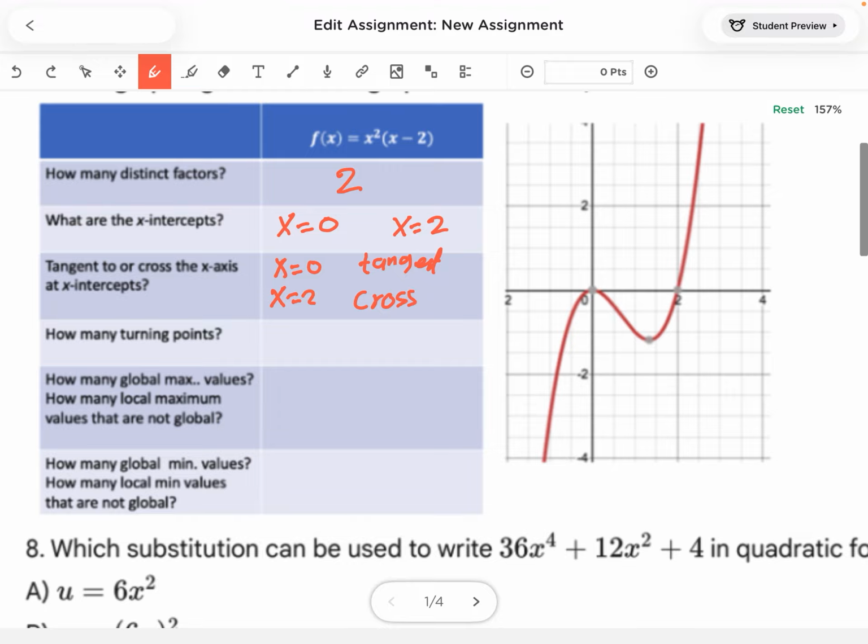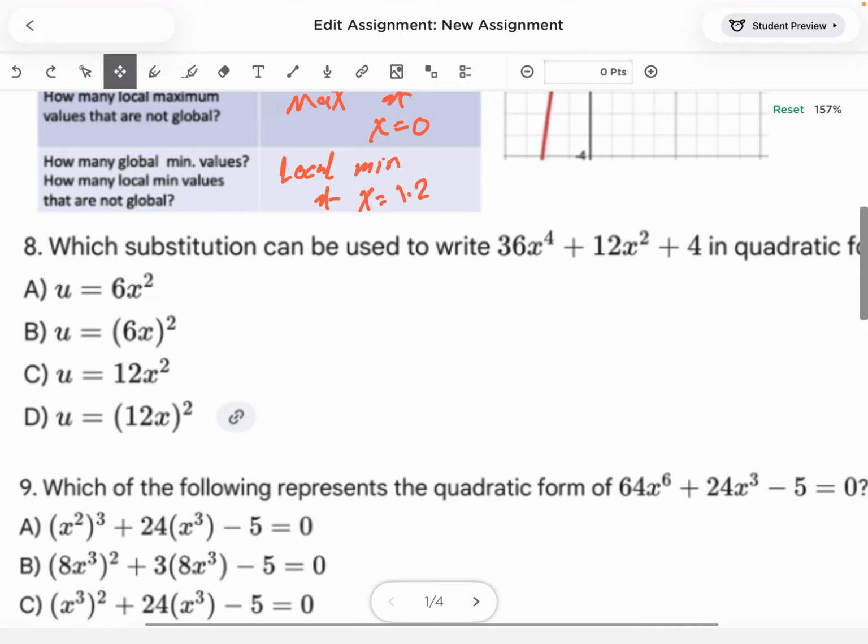How many turning points? We have 2 turning points. So we have one local maximum at x equals 0 and one local minimum at x equals approximately 1.2. This is the maximum point here, and this is the minimum point.